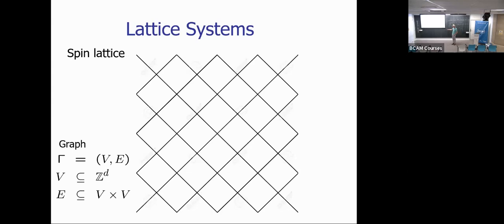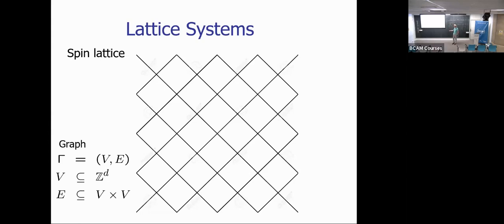And in the general case, we assume that the vertices are elements of Z to some dimension V. So here, for example, we have a two-dimensional lattice, but we can also look at one-dimensional lattices. This will be the next slide. So the vertices are assumed to be a discrete grid in all different space dimensions, or probably space and time dimensions. And at each integer point, we assume there is such a vertex.